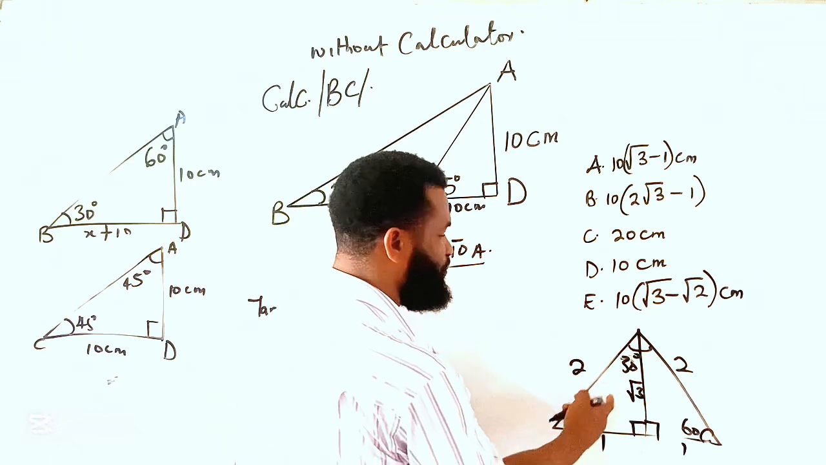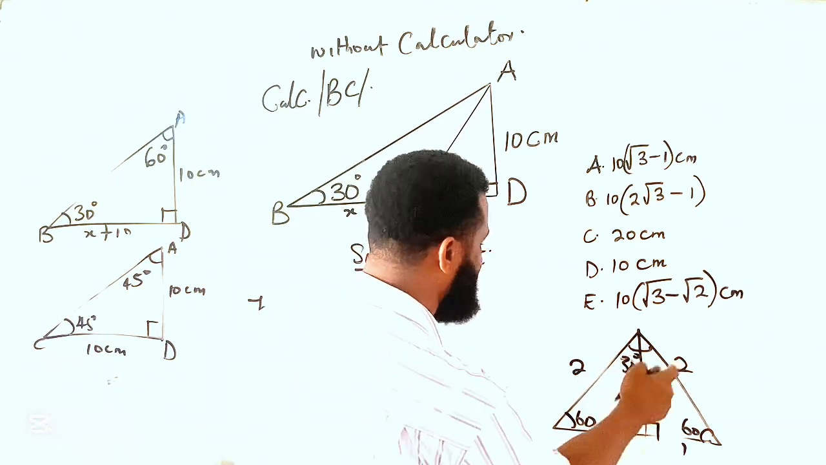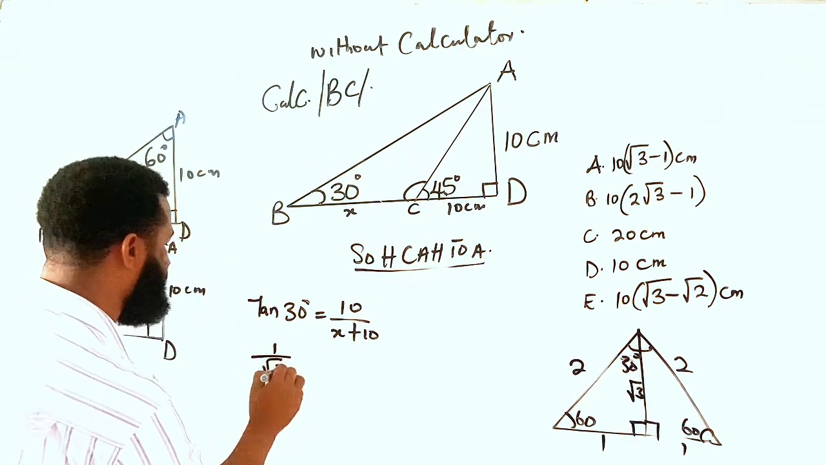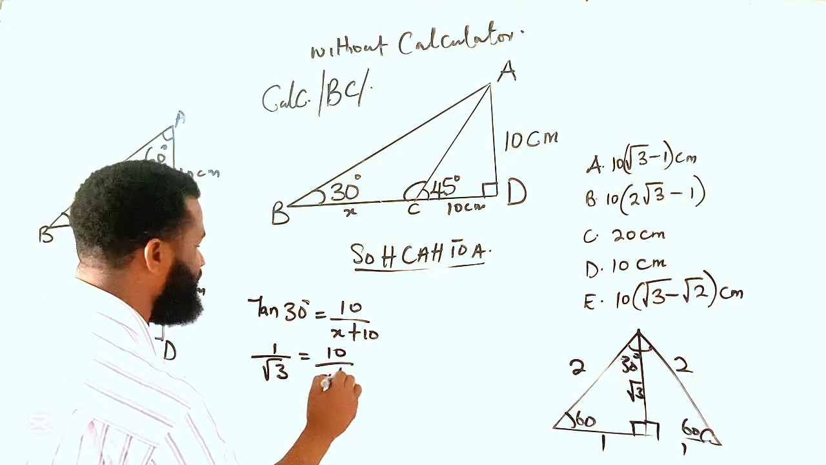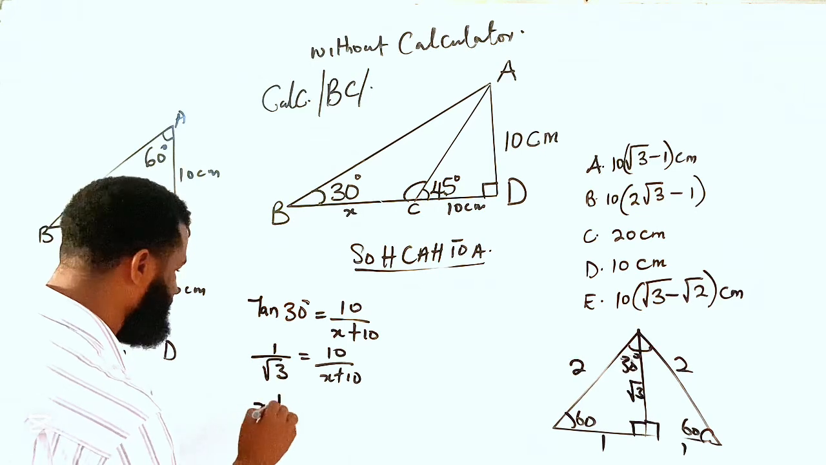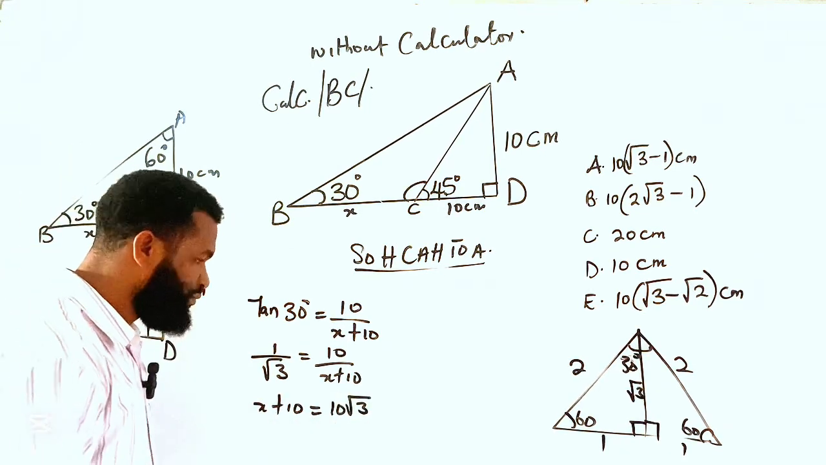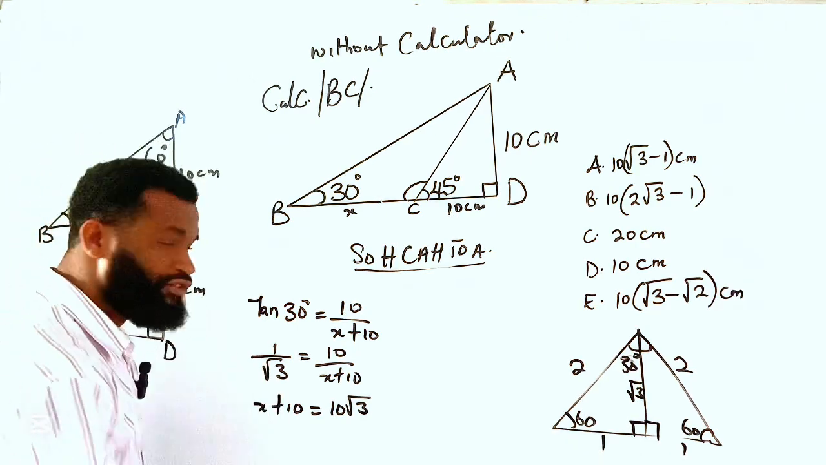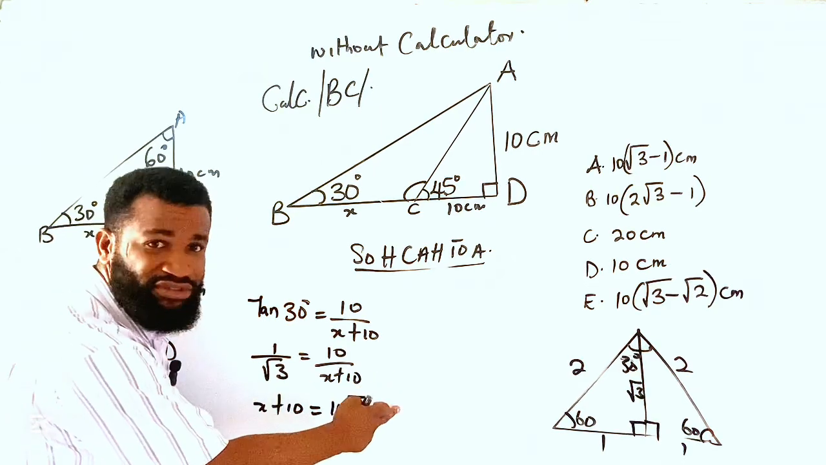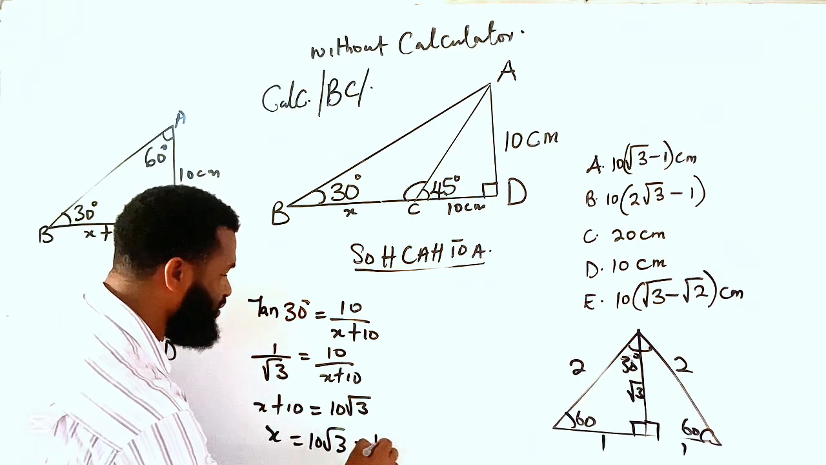So at this point, I'm going to find what tan 30 is. Tan 30 is opposite over adjacent. Therefore, tan 30 is going to be 1 all over root 3, which is equal to 10 all over x plus 10. Now I'm going to clear the fraction. I'm going to have x plus 10 is equal to 10 root 3. So if I make x the subject of the formula, I'm carrying 10 to this side of the equation. I'm having x is equal to 10 root 3 minus 10.